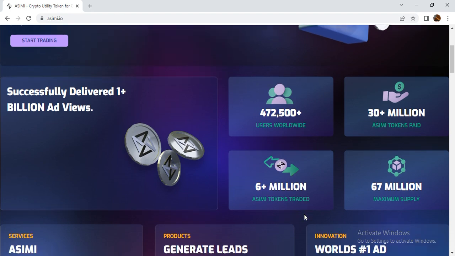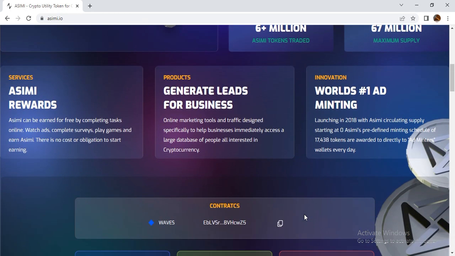For you especially, the services available include Asimi Rewards. You can earn Asimi for free by completing tasks online, such as watching ads, completing surveys, and playing games. There is no cost or obligation to start earning.